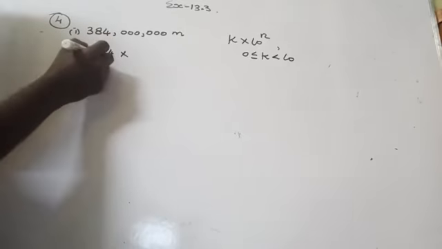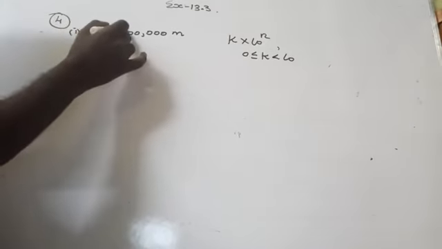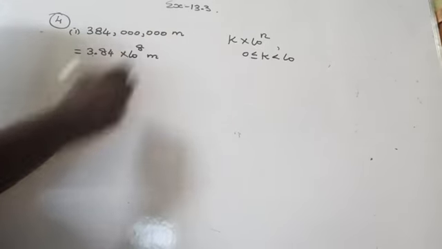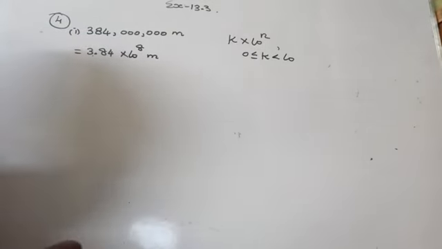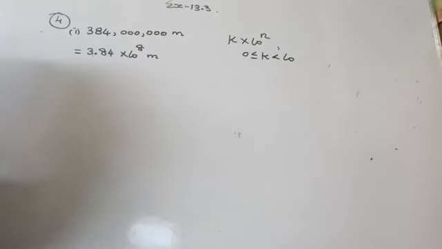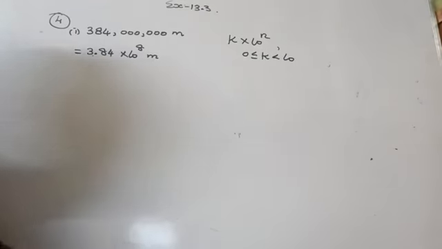3.84, which is more than 0 and less than 10. So, after 3, how many digits are there? 1, 2, 3, 4, 5, 6, 7, 8. So, 3.84 into 10 to the power 8 meter. Therefore, the standard form of the number appearing in the given statement is 3.84 into 10 to the power 8 meter. Am I right here? Yes.